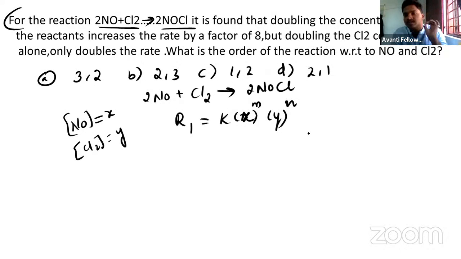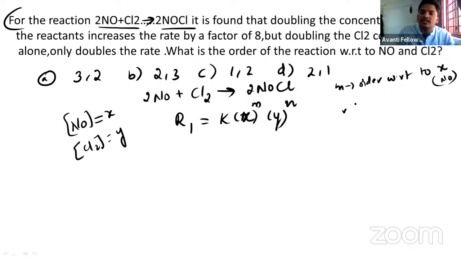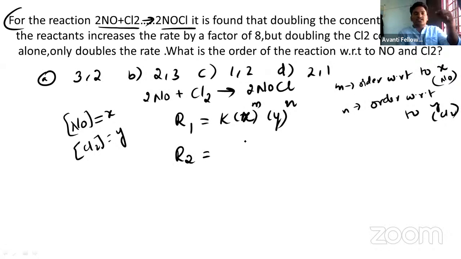So here X is nothing but the concentration of NO, Y is nothing but the concentration of Cl2. Here m is nothing but the order with respect to X, that is NO, and n is nothing but the order with respect to Y, that is Cl2. Clear? Now what is the second condition? First of all, understand the question and try to write the conditions. The concentration of the reactants has been doubled. Upon doubling, the rate is increased by a factor of 8.